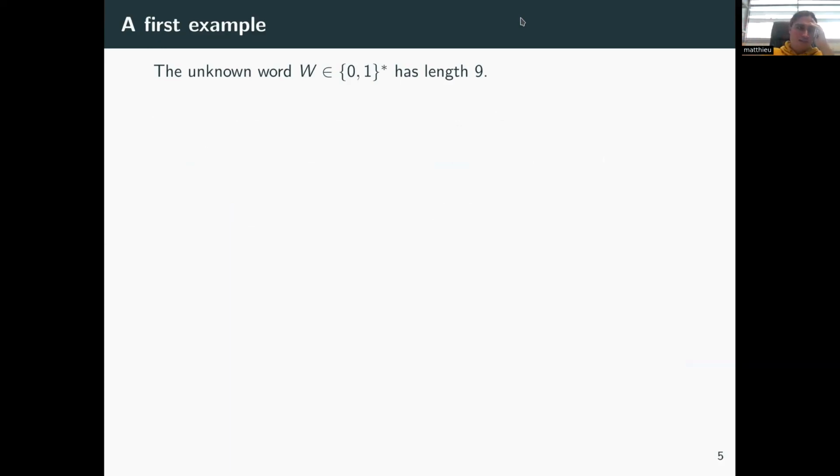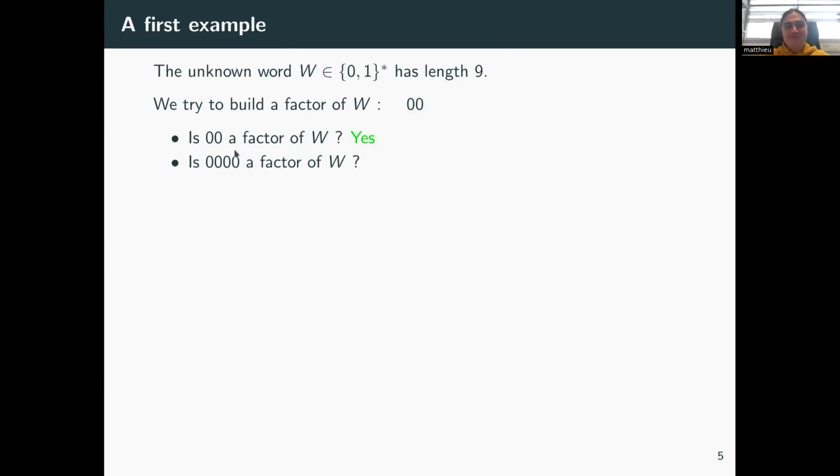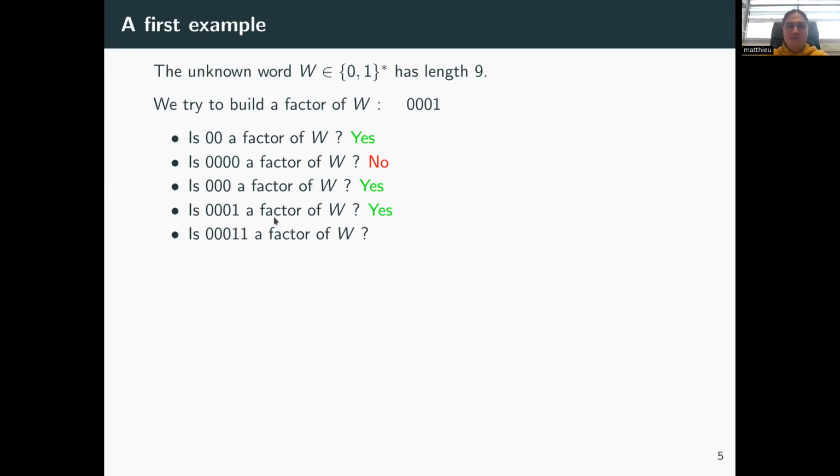Maybe I can start by asking, is 0, 0 a factor of W? Maybe in this case, the answer is yes. So first I found the length of the largest block of 0. And I know that I have 3 zeros, and this is the largest block of 0. And now I try to add a 1. The answer is yes, so I can keep going. I try to add one more 1 on the right. And then the answer is no.